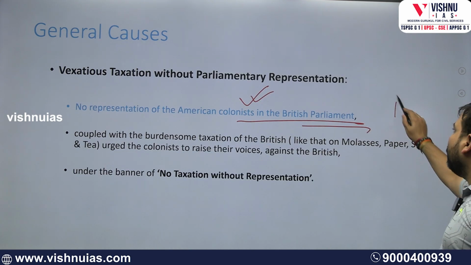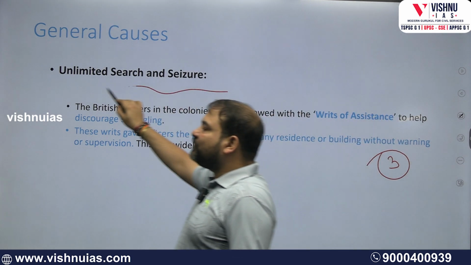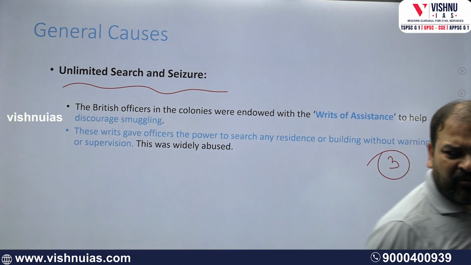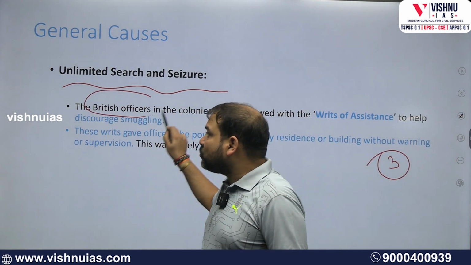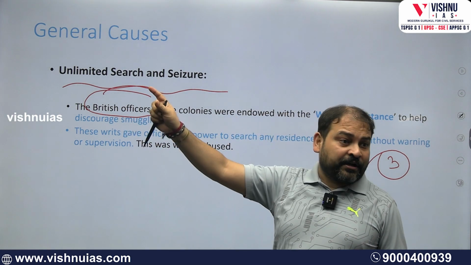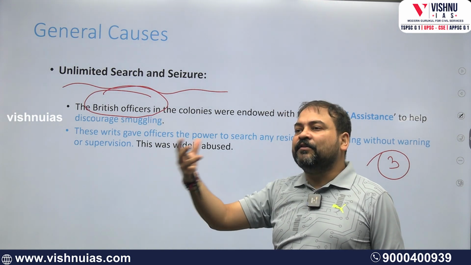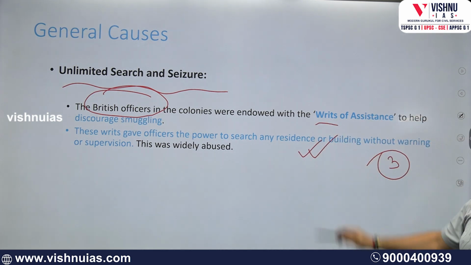I'll write this: 1, 2, 3. Unlimited search and seizure. Search and seizure, you understand now? Somebody would come and show you a warrant and say that I want to search your house, I want to seize your property. British authorities had given themselves this power. Only the British officer could do it, an indefinite, unlimited number of times, if there was a suspicion that any American was involved in smuggling. They could check residences and buildings without warning or supervision.